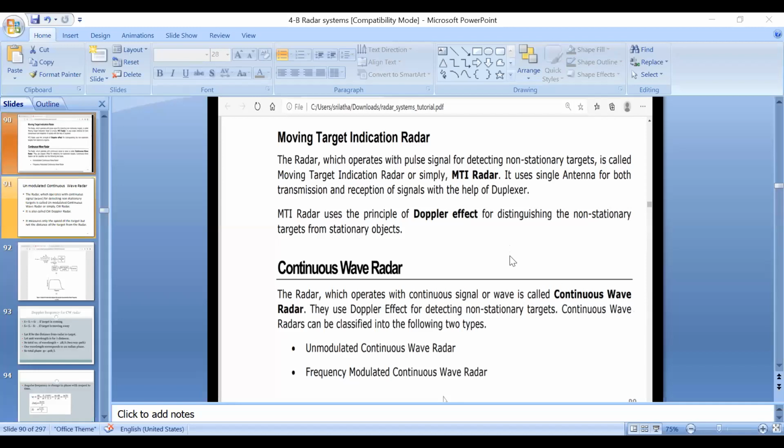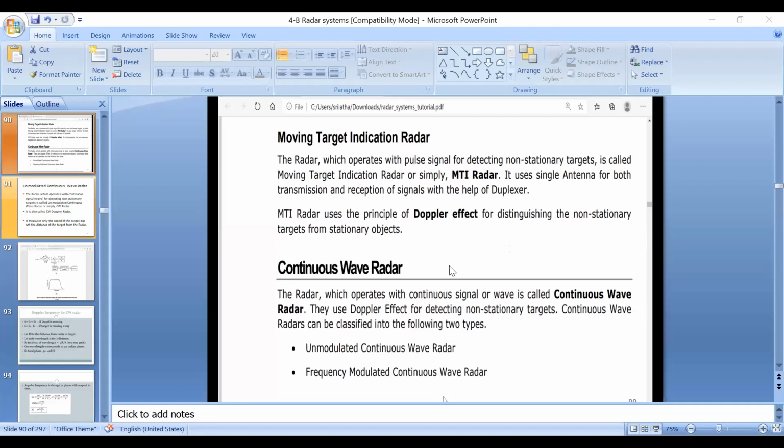In today's class, I will explain about continuous wave Doppler radar, unmodulated continuous wave Doppler radar. I already told that we have two types of radars mainly. I think my voice is audible and slides are visible to everyone. If any problem, please let me know.